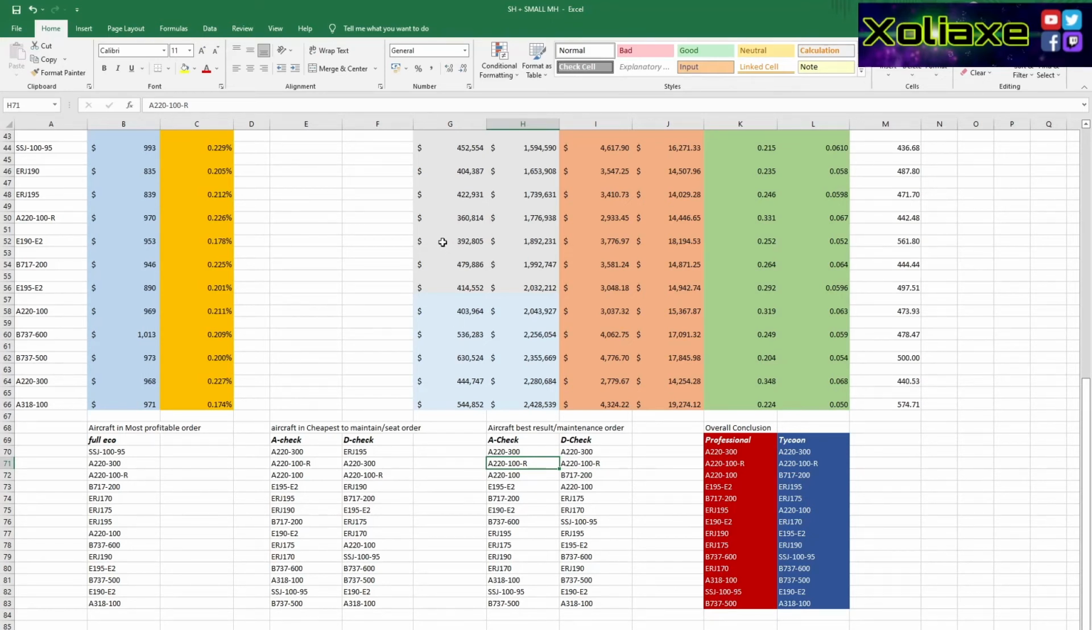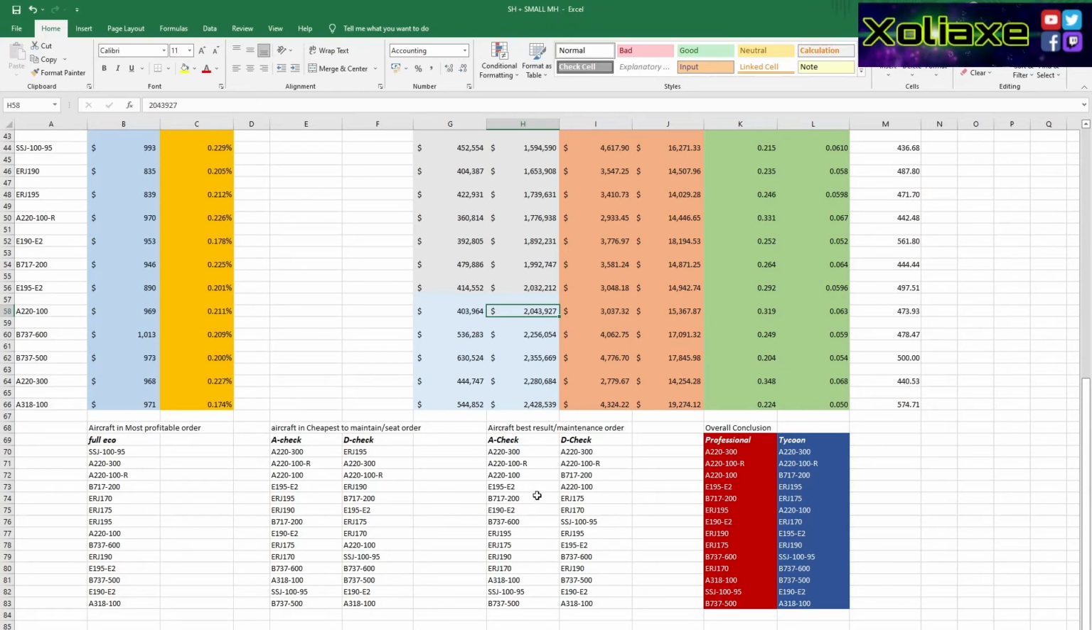If we look at the maintenance costs, you can see in HX, 360,000 for an A-check on the R and 400,000 for the standard. And then when we go to D-check, there's nearly $300,000 difference between them. So the maintenance comes into effect when it comes to the R. They're pretty much standard when you don't take maintenance into account. They kind of flip between the two for the A-check and D-check. Cheapest to maintain per seat, but when you take result and maintenance into account, the R does come out ahead.